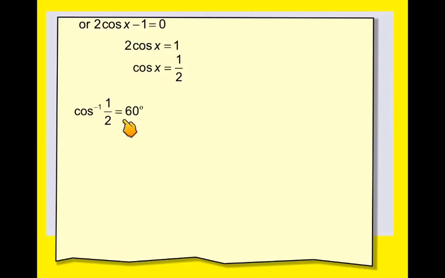Or 2 cos x minus 1 is equal to 0, which means that 2 cos x is equal to 1, cos x is equal to 1/2, and we can say that cos to the minus 1 of 1/2 is 60.